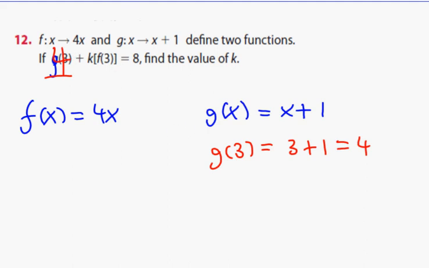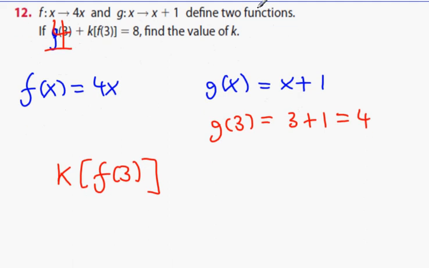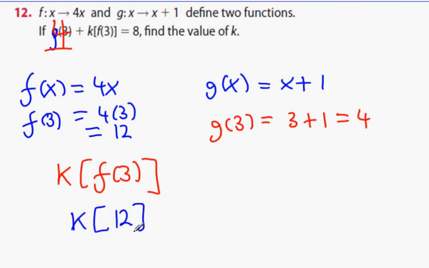See this one here? K multiplied by whatever F3 is. Can anybody tell me how to find F3? It's 12. F3 means the input is 3. So F3 is going to be 4 times 3, which is 12, yeah? That means this is K multiplied by 12. What does K multiplied by 12 mean? What does it equal? 12K.